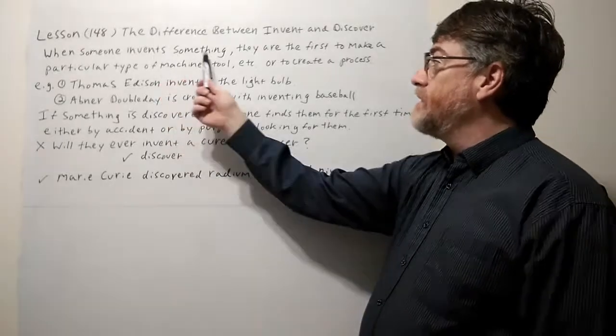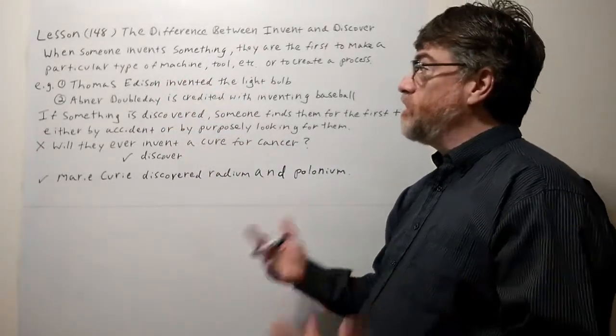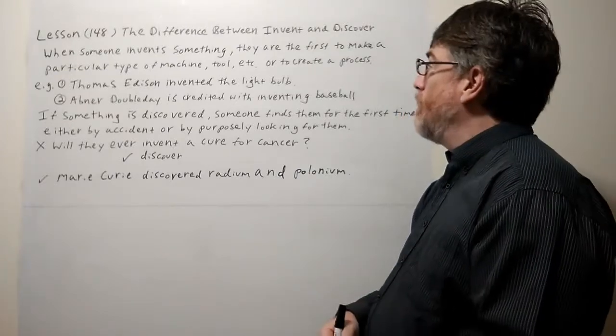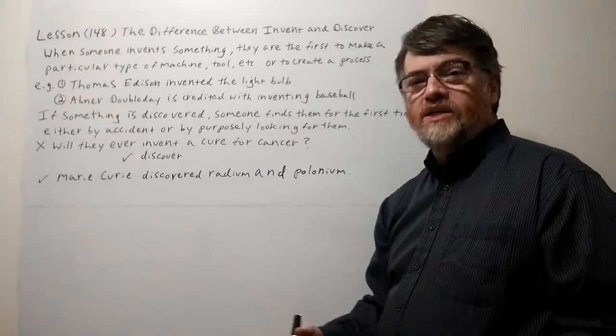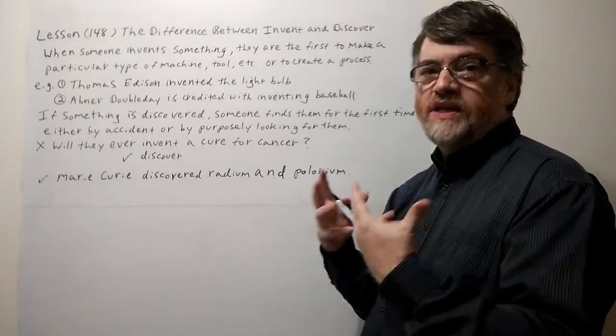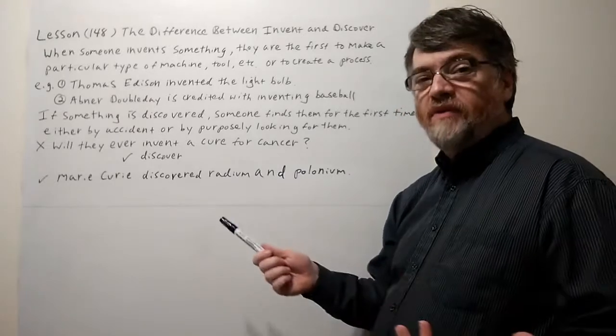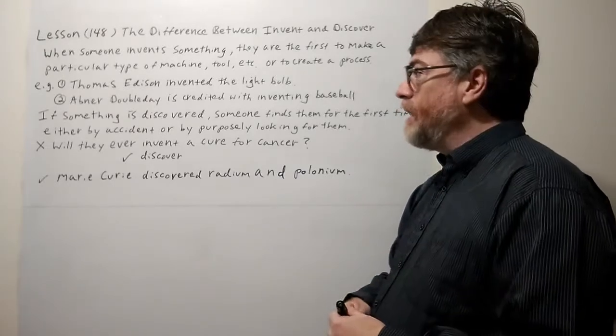When someone invents something, they are the first person to make a particular type of machine, tool, etc., or to create a process. So they either create a physical thing or they create some sort of a system or a process. Okay. So let's look at a couple of examples of invent first.